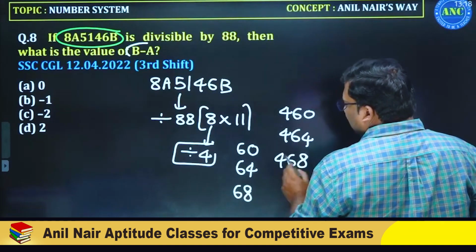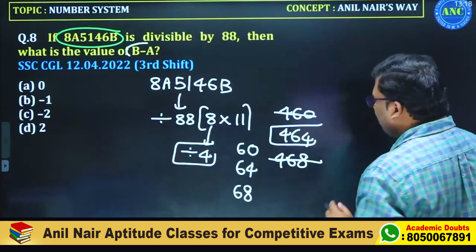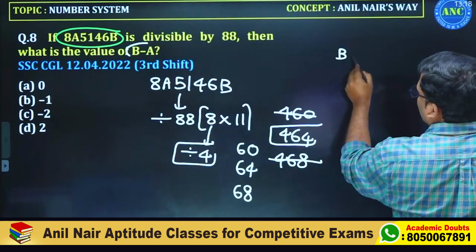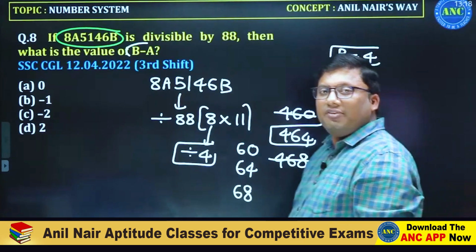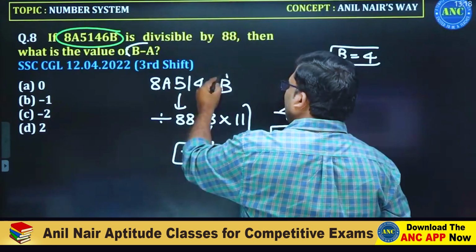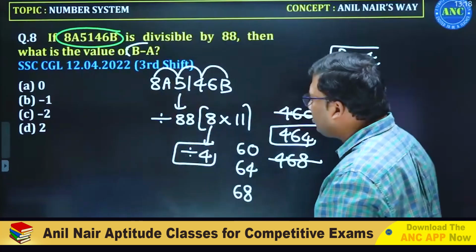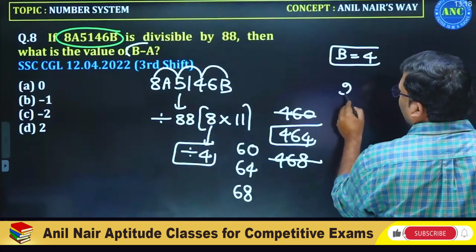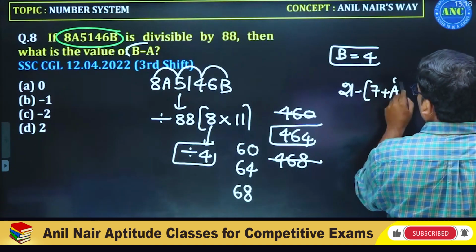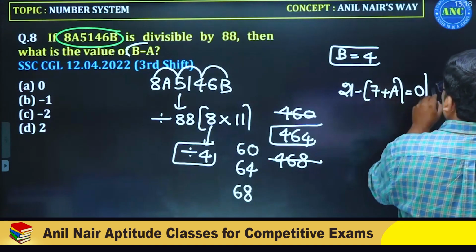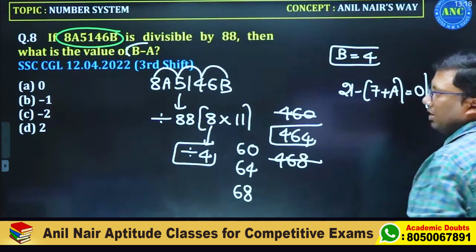Which number is divisible by 8? 464 is divisible by 8. That means B is 4. It is fixed. If B is 4, then 4 plus 4 is 8, 8 plus 5 is 13, 13 plus 8 is 21. 21 minus 7 plus A: either it should be 0 or a multiple of 11.